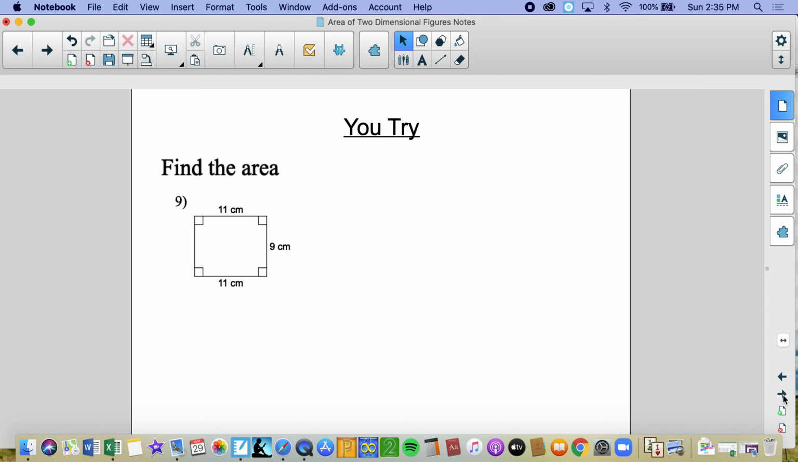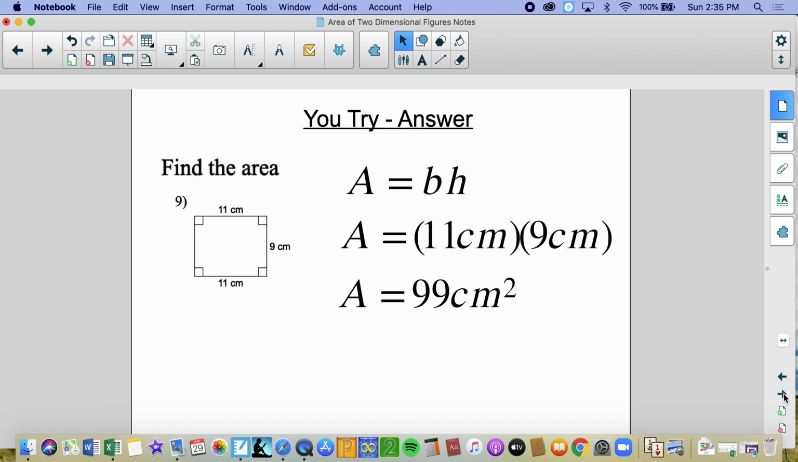Try this one. Pause your video. When you're ready, unpause it. So we have a base of 10 centimeters and a height of 9 centimeters. 11, did I say 10? 11 centimeters. 11 times 9 is 99. Centimeters times centimeters is centimeters squared.